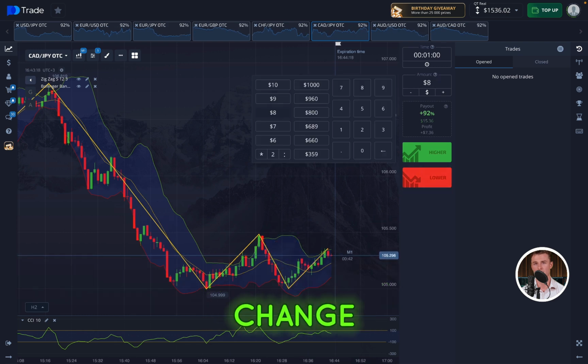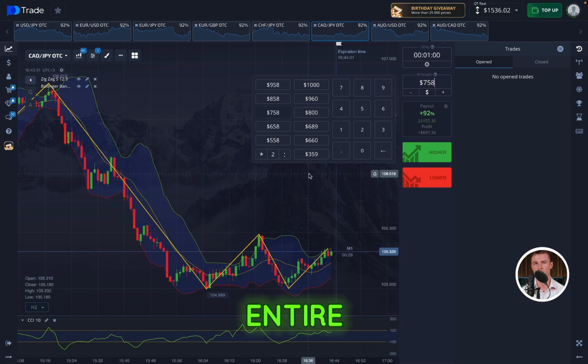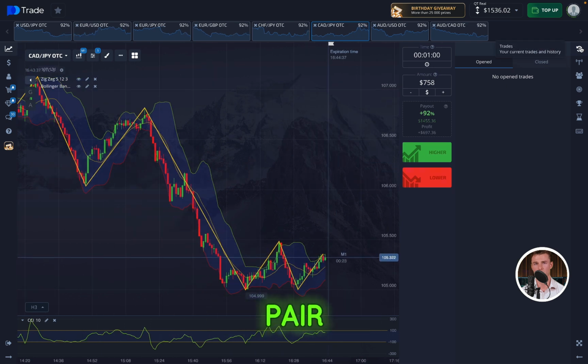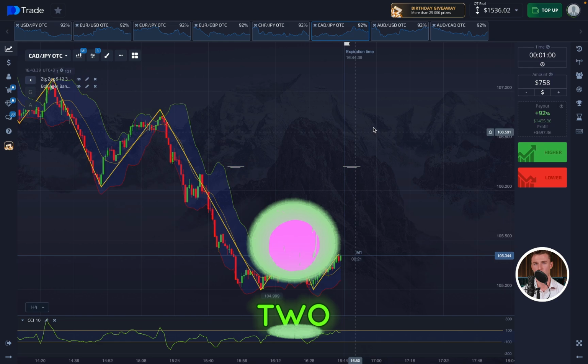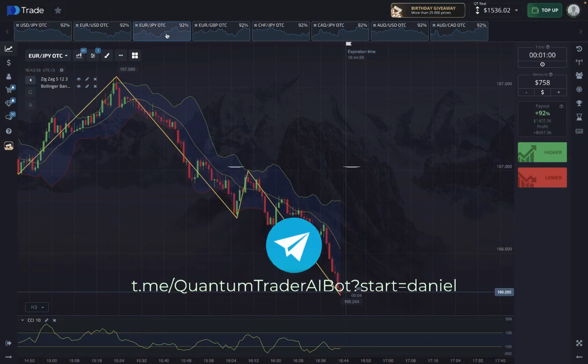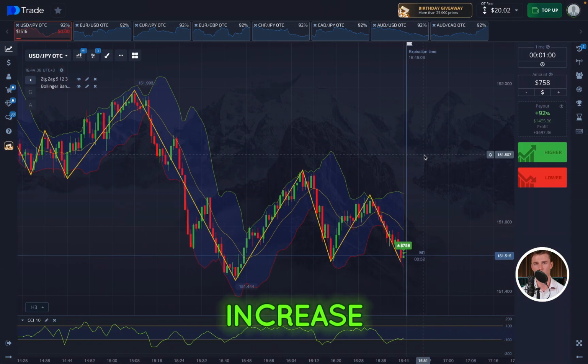Actually, let's change the amount of the deal value. I will bet $758.00. And I will open deals for the entire amount of my balance. Actually, let's continue and select the next currency pair. I will try to open 2 deals to increase. And let's open 2 deals for an increase here.